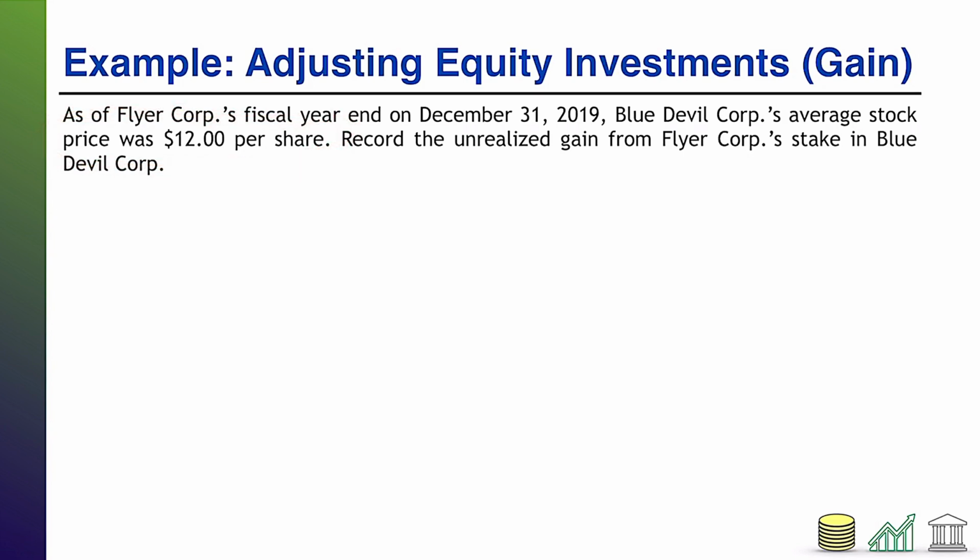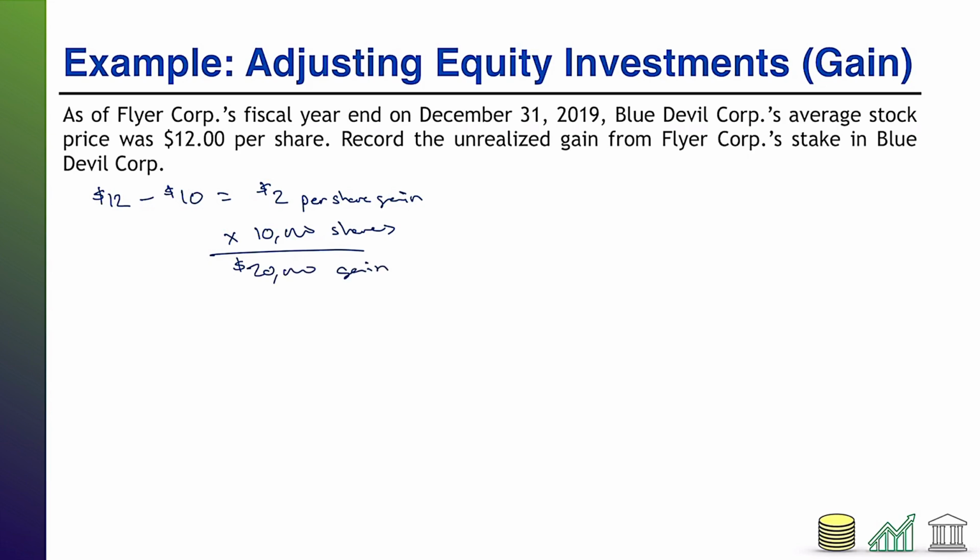Again, you can go about it multiple ways. One way I could go about this is I could say, well, it's currently $12 per share. The last time we made an adjustment, we adjusted it to $10 per share, which means now we have a $2 per share gain times our 10,000 shares gives us a $20,000 gain. That's one way that we can go about figuring out what we need to record.